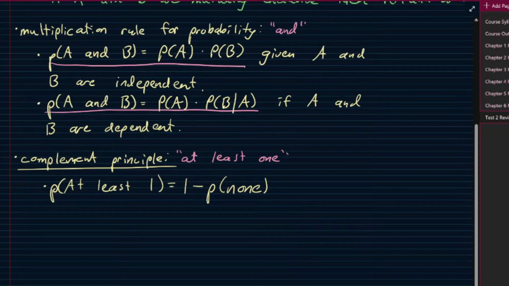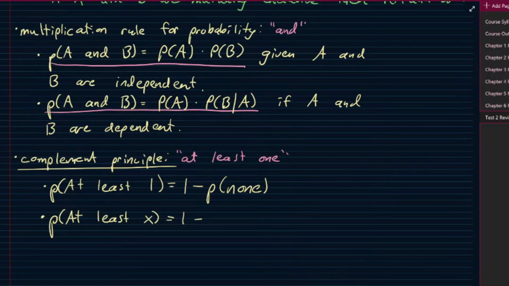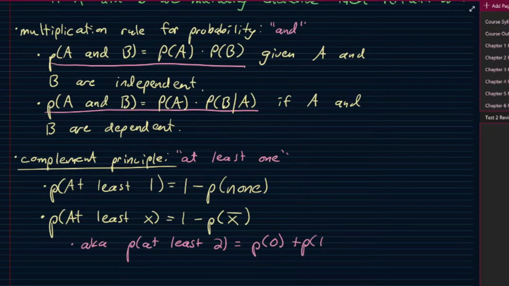In general, the formula would be the probability of at least x would be 1 minus the probability of not x. Remember, it's like the complement symbol. The line over it means complement. So the probability of at least 2 would be equal to the probability of 0 plus the probability of 1, essentially. Right? That gives every outcome.